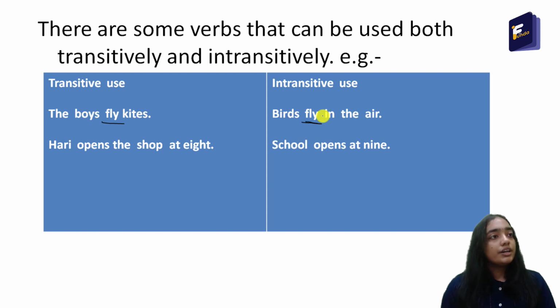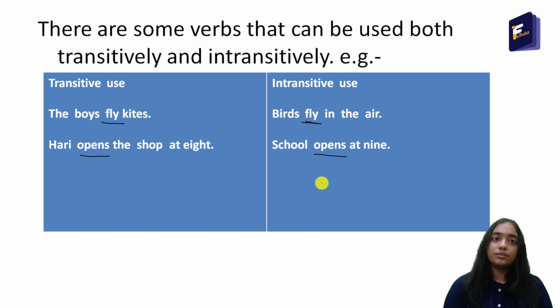Similarly, Hari opens the shop at 8. Here the word opens is the transitive verb. Similarly, the school opens at 9. Here the word opens is an intransitive verb. Why is it transitive? If I write Hari opens, it is not making any sense. So I have to write Hari opens the shop, then only it will make complete sense. So here the shop is the object.